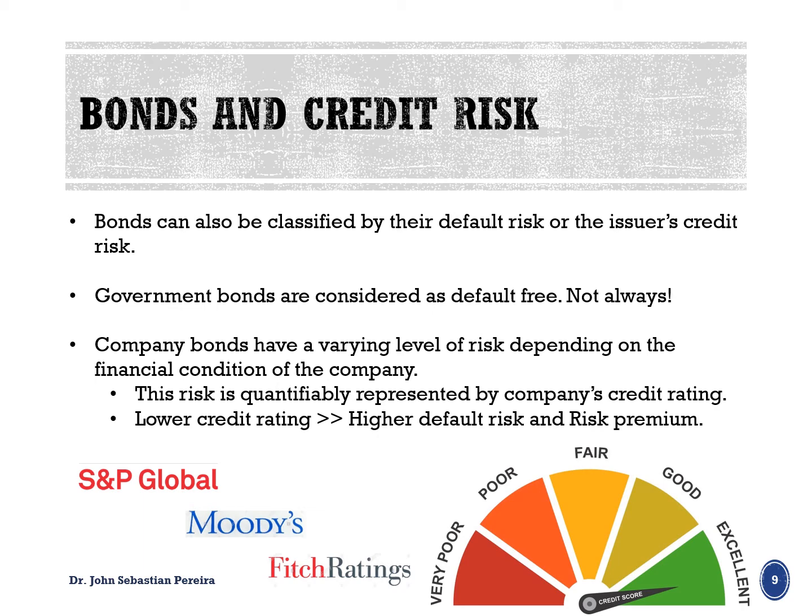Bonds that are triple B and better are considered investment grade bonds, whereas those lower than that are sometimes considered speculative grade bonds or junk bonds.